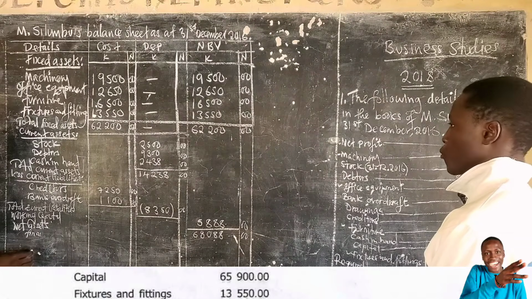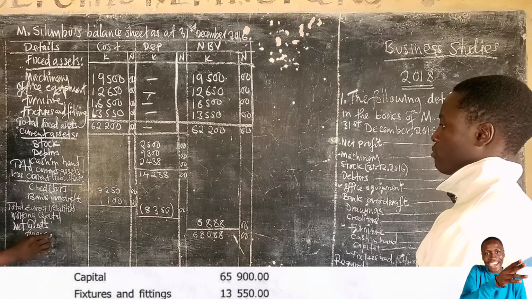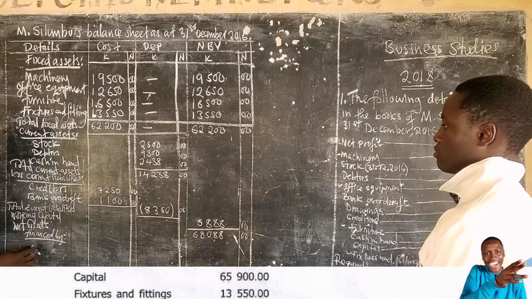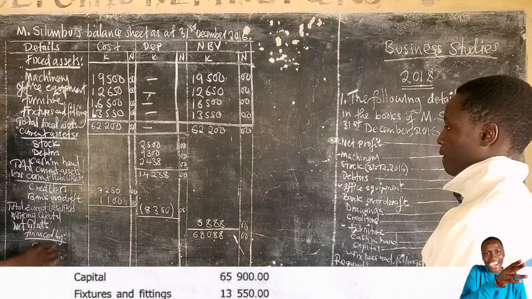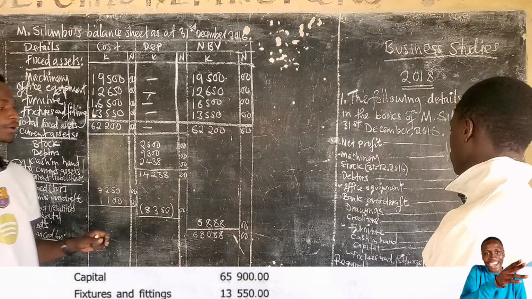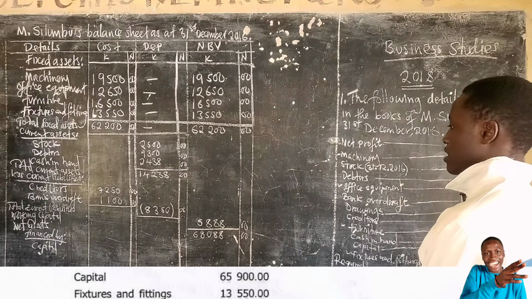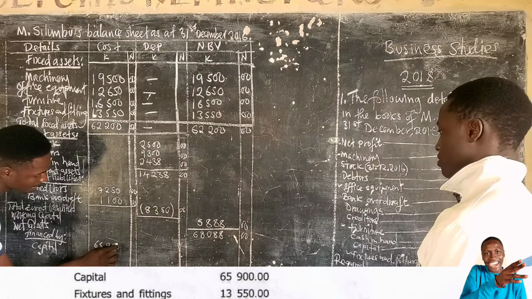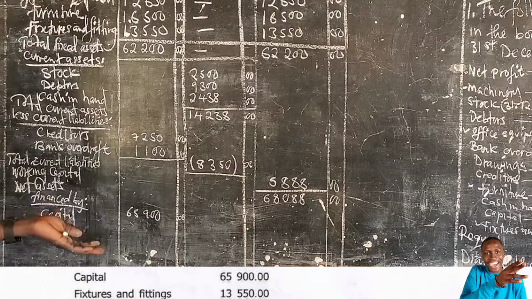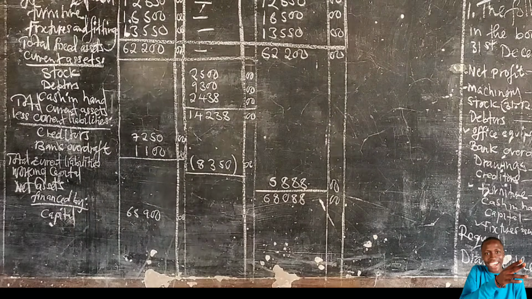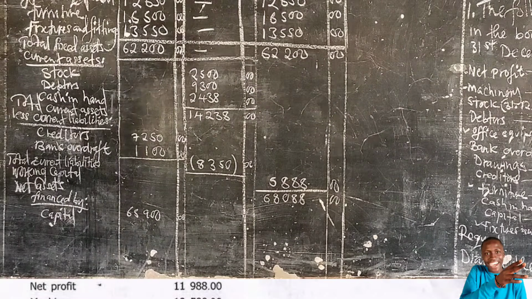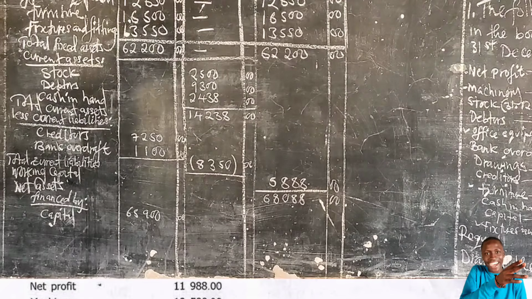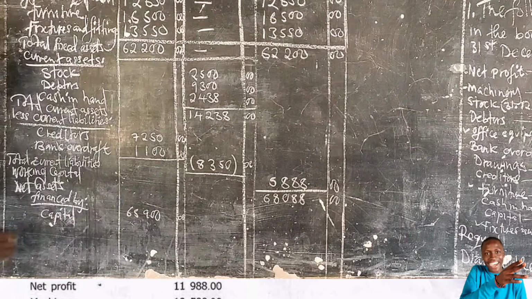This business for MC Lumbu was financed by Capital. How much is capital? 65,900. Followed by, do you have net profit? It's the first item there. Net profit is 11,988. So are we adding or subtracting? We are adding. If it was net loss, subtracting. So we are adding.